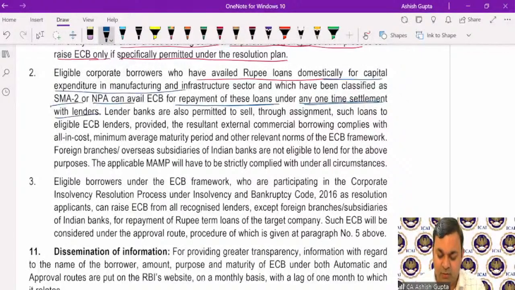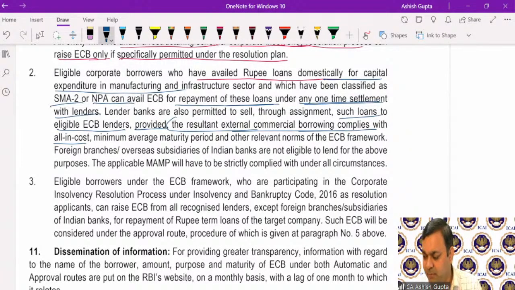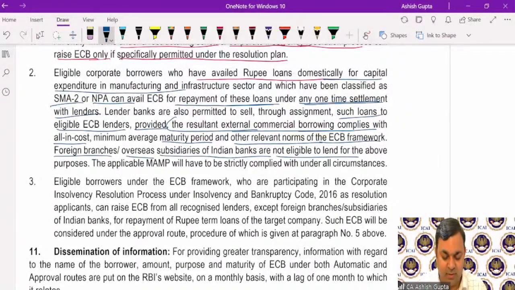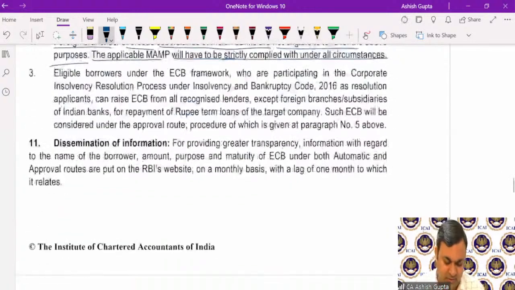Lender banks are also permitted to sell such loans through assignment to eligible ECB lenders, provided the resultant external commercial borrowing complies with the all-in-cost, minimum maturity period, minimum average maturity period, and other relevant norms of the ECB framework. Foreign branches and overseas subsidiaries of Indian banks are not eligible to lend for our purpose. The applicable MAMP will have to be strictly complied with under all these circumstances.